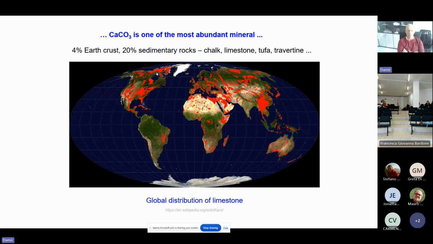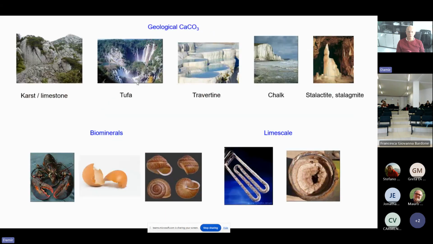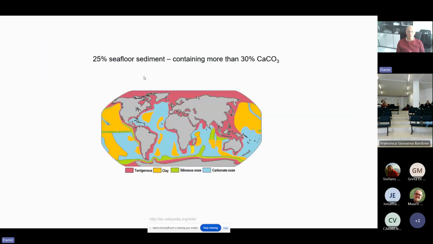The global distribution is really incredible. A huge amount of the United States, Northern America, is covered, and similarly Croatia, Asia, the Middle East, Southern Australia. All these regions are covered with limestone. A similar situation is in the sea. 25% of sea floor sediment contains more than 30% calcium carbonate. This blue region on the map shows that calcium carbonate is dominant in the Atlantic Ocean, Indian Ocean, and the southern part of the Pacific Ocean.